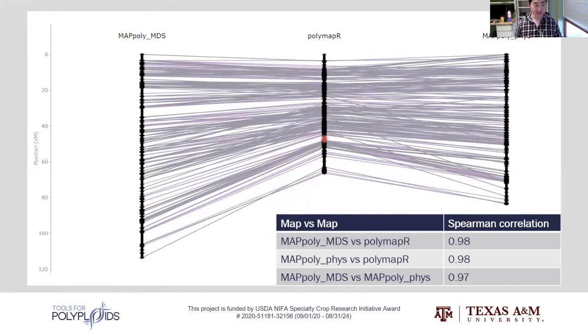Looking at this next slide, this is just showing the colinearity between the different maps. And what we see is that there is really high correlation between the maps. You see a few markers that are misplaced, but generally pretty high colinearity.